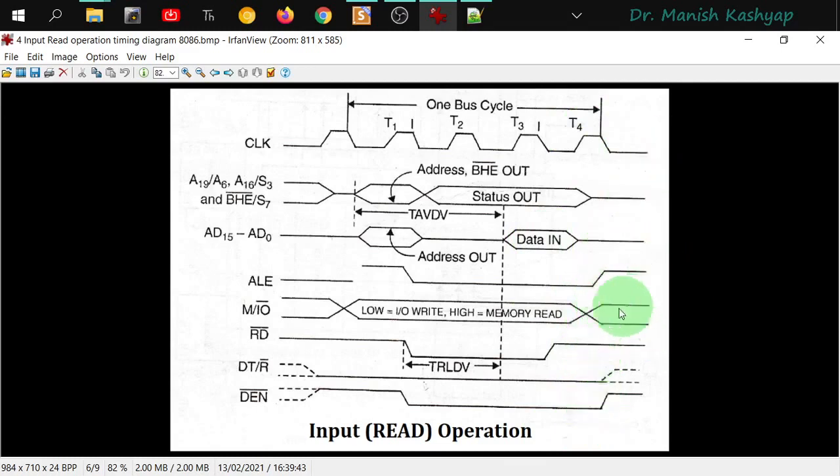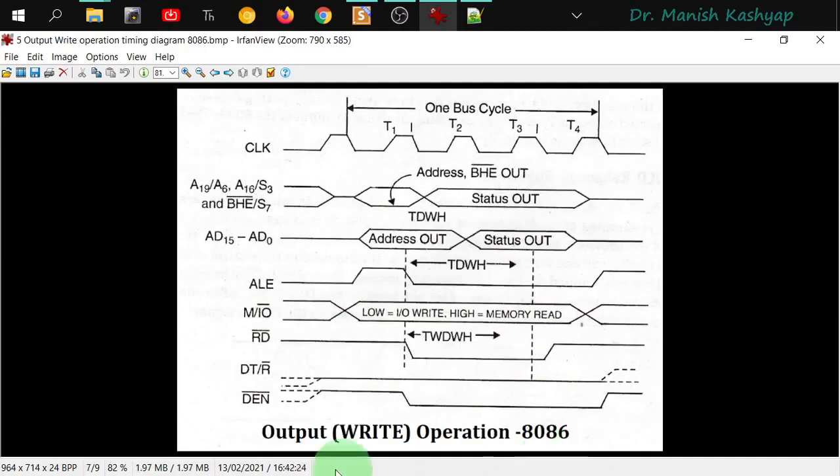In your read cycle. And for this memory/input-output pin, you can see that it has also been activated, so that memory will be activated because you want to read something from the externally interfaced memory. For the input, the read operation is this, and after that, if you want to have this output operation, which is a write operation, the same sequence of operation will be there.